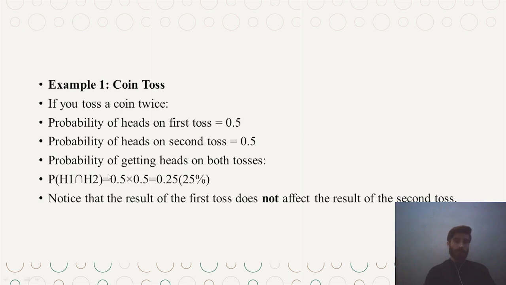For example, now we have tossed a coin twice. Probability of heads is 50%. Probability of heads for the second toss is also 50%. So this is independence. The first event has not changed the second event's outcome. So the probability of getting heads on both tosses, the multiplication rule will be applied, and it will be 25%.